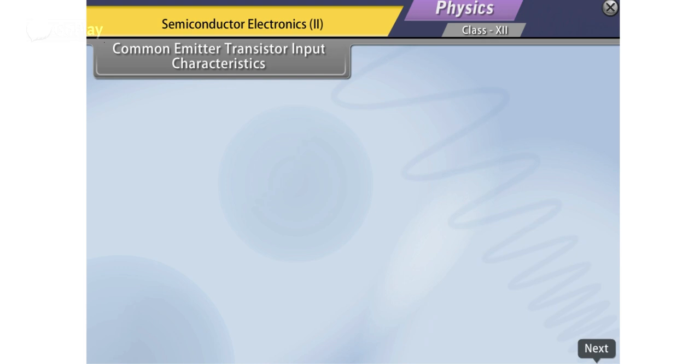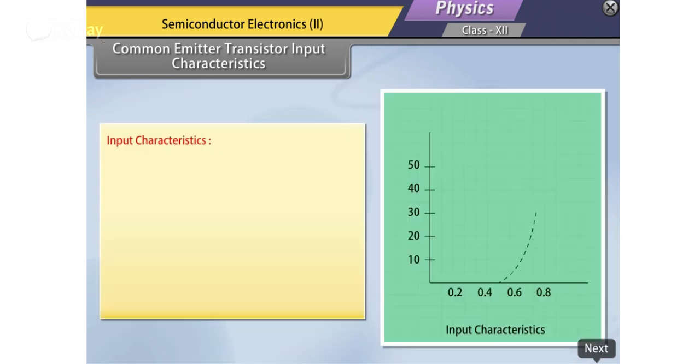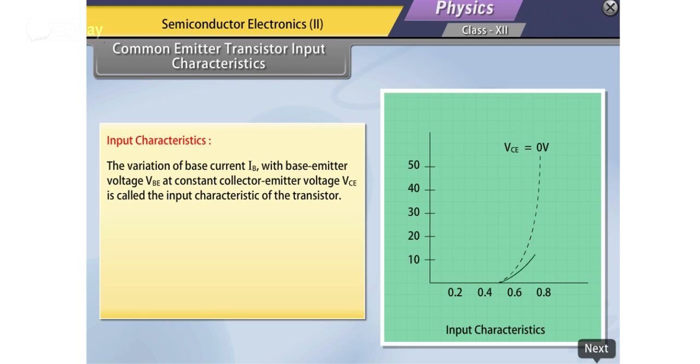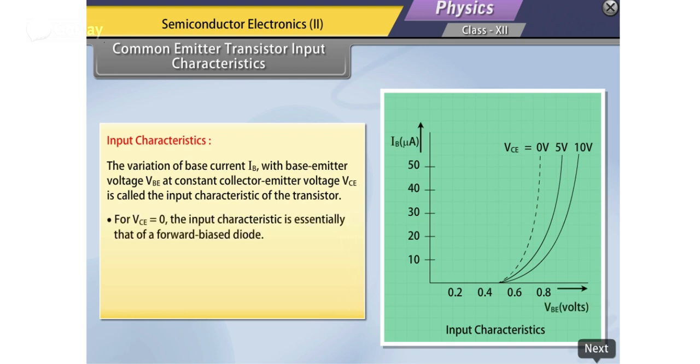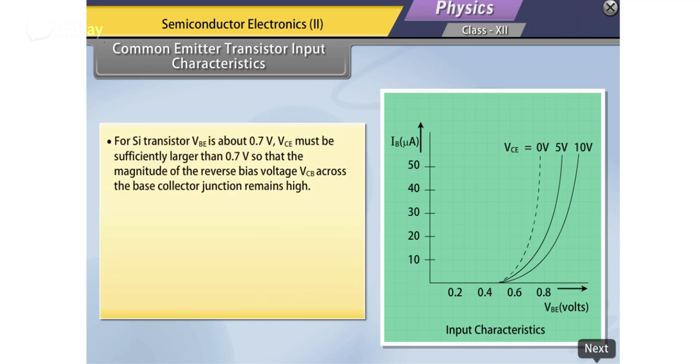Common emitter transistor input characteristics. In a common emitter configuration, the common or ground side of each voltage source is connected to the emitter. Input characteristics. The variation of base current IB with base emitter voltage VBE at constant collector emitter voltage VCE is called the input characteristic of the transistor. For VCE equal to 0, the input characteristic is essentially that of a forward biased diode. Increasing VCE with constant VBE effectively means an increase in VCB. This causes a decrease in the effective base width and results in a decreasing recombination base current. For a Si transistor, VBE is about 0.7 volt.